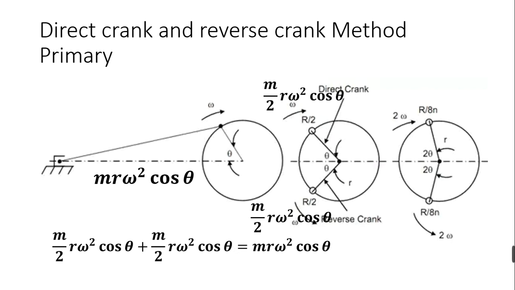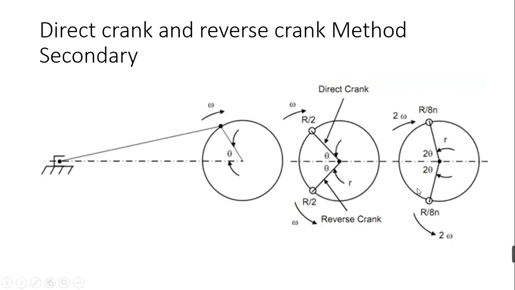So by using this, you can solve problems for multi-cylinder engines which have a common crank. For a radial engine and V-type engine, all the cylinders have the same crank. Hence, we can solve those types of problems using this direct crank and reverse crank method. Now we have considered only the primary, and now we will move on to the secondary crank.